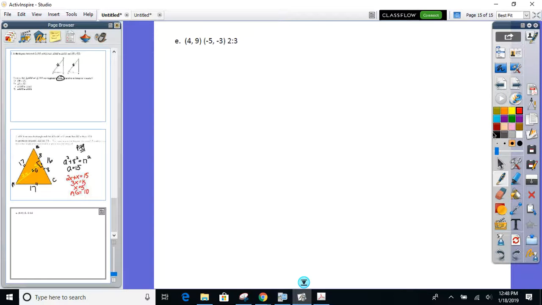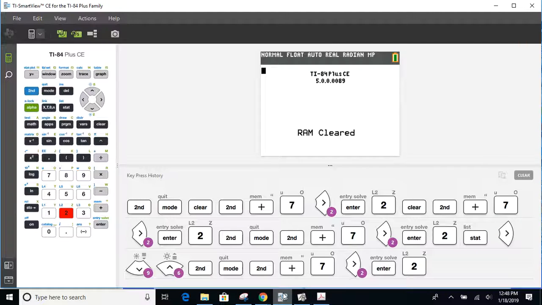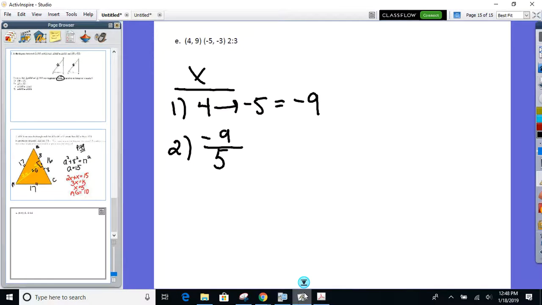Okay, here we go, everyone. Partition it into a ratio of 2 to 3. How many equal pieces? 5. All right, so let's go X coordinate first. We're going from 4 to -5. How many units? I'm going 9 units to the left, so I'm going to keep it as -9, just so I don't forget to subtract at the end. Okay, so that -9 is being divided by 5. -9 divided by 5 is -1.8.